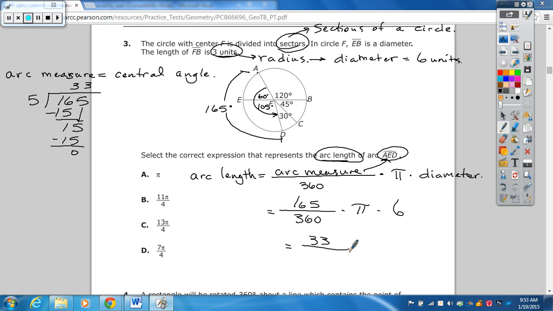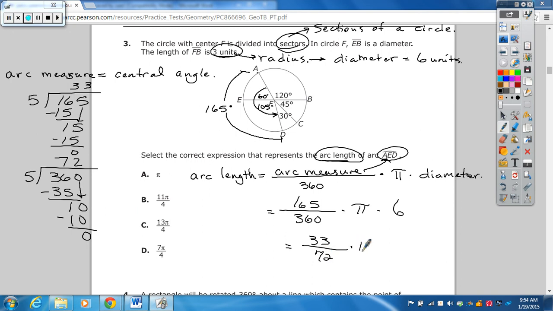Now I have to do the same thing to the denominator, so how many times does 5 go into 360? Well, 5 doesn't go into 3, but it does go into 36 7 times, because 7 times 5 is 35. Now there's 1 left over. 5 can't go into 1, but 5 can go into 10 2 times. 2 times 5 is going to be 10. There's no remainder, so 72 is going to be my denominator.